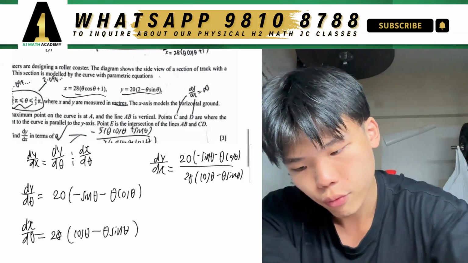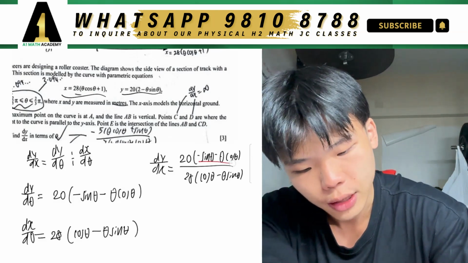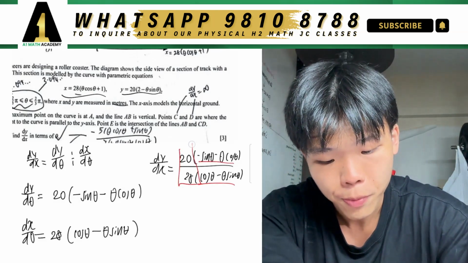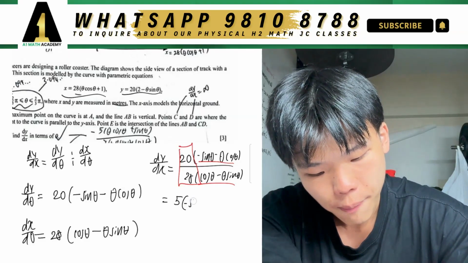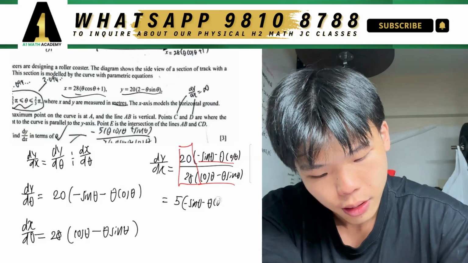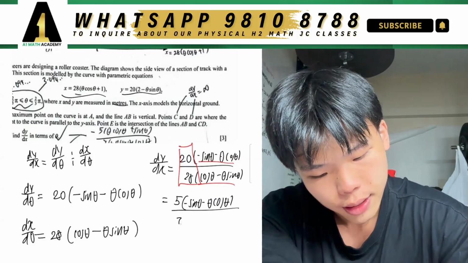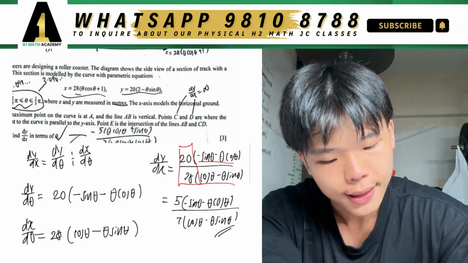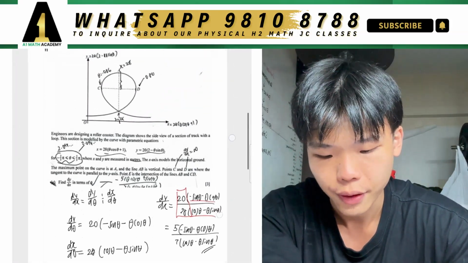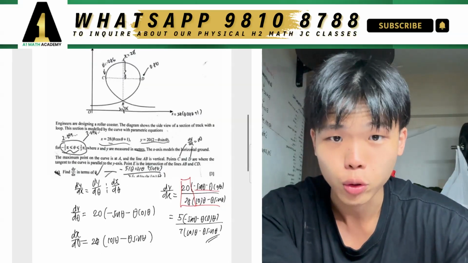And then of course you realize that within the brackets itself, these two expressions cannot be further simplified, but 20 divided by 28 can be further simplified to give you 5 bracket minus sine theta minus theta cosine theta over 7 bracket cosine theta minus theta sine theta as the final answer to this question 11 over here, right? So this is the answer to part A.